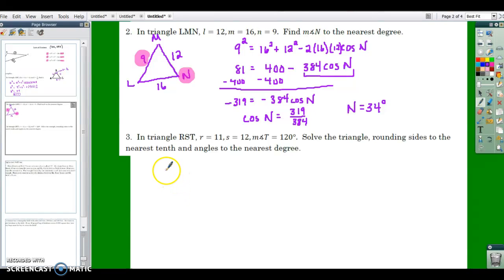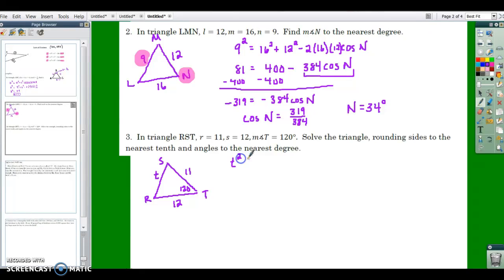So in triangle RST, I've got side R is 11, side S is 12, I've got angle T is 120. Now clearly I didn't draw this to scale. Again, I'm just drawing it for illustration purposes so I can see what parts I'm missing. Okay, so I have two sides and the included angle. I need to find that missing side. So I'm going to go ahead and use law of cosines.